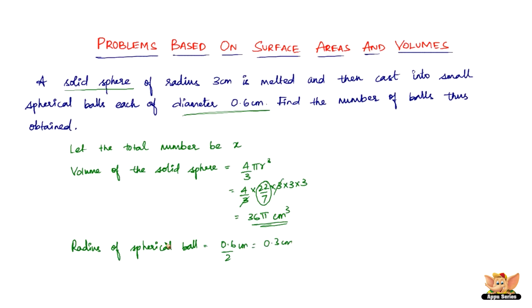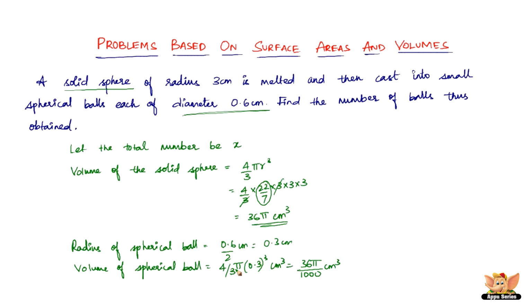So now the volume of this spherical ball is going to be 4 by 3 pi r cube. R is 0.3, right? So 0.3 cube centimeter cube. Now solving this, we again get 36 pi by 1000 centimeter cube, right? So this is going to be the volume of one spherical ball.